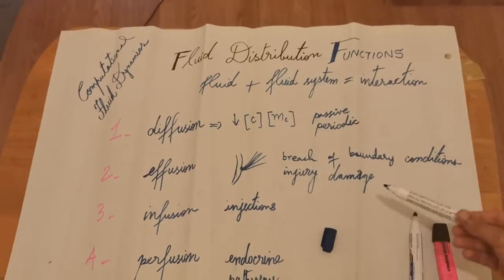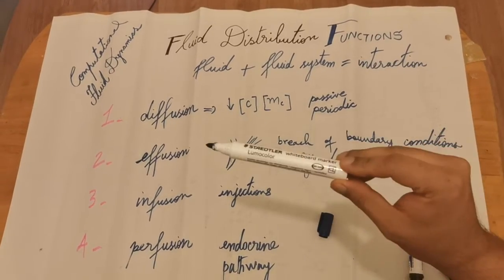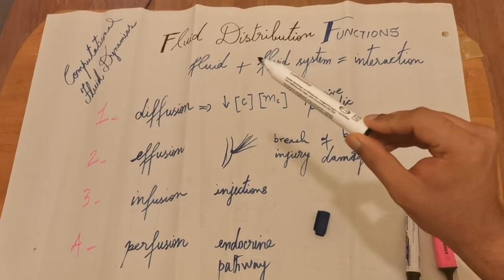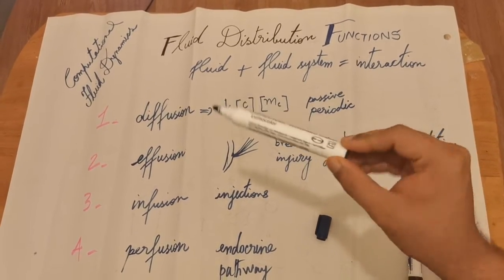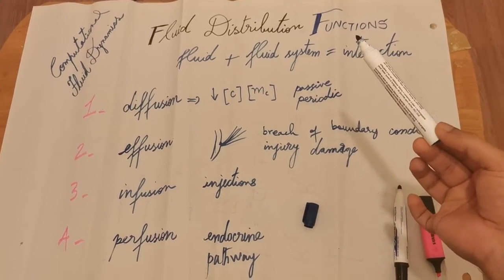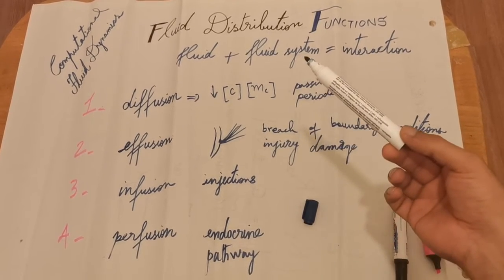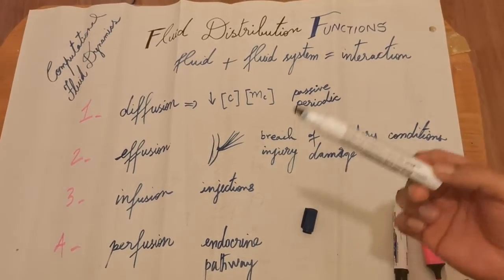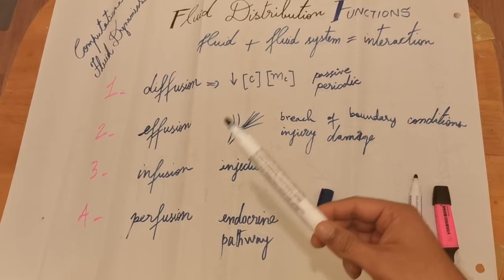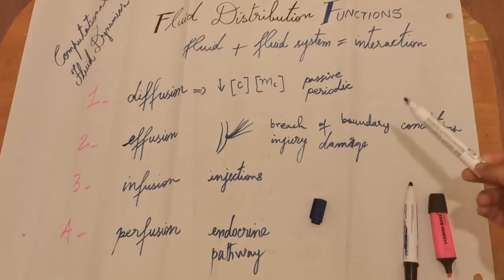So in fluid distribution, we are studying FDF in CFD, fluid distribution functions in computational fluid dynamics, where we understand the behavior and behavioral interaction of when a fluid is introduced into an already existing fluid system. It could be a gas or a liquid. First one is diffusion, down the concentration gradient. It's passive and periodic and stops at equilibrium.